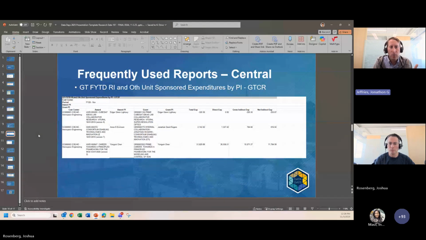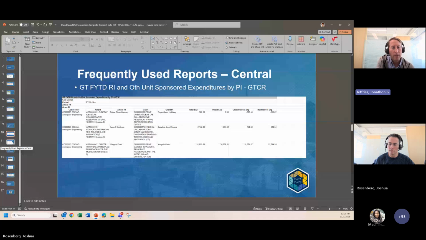So every grant has one award, but an award can have many grant lines. And at Georgia Tech, if there's a reason to break out the expenses further, maybe there's a subcontract, maybe a department is taking some of their budget and giving it to another department to spend, we can have multiple grant lines. So grant lines are where the expenses happen.